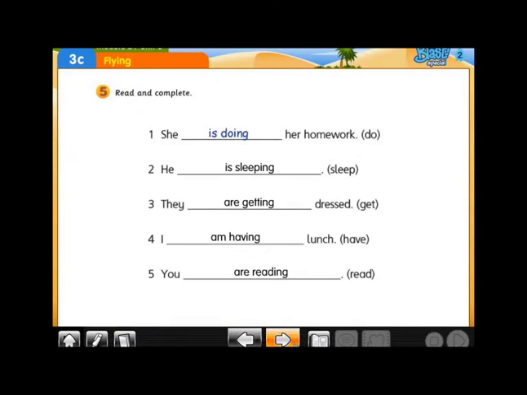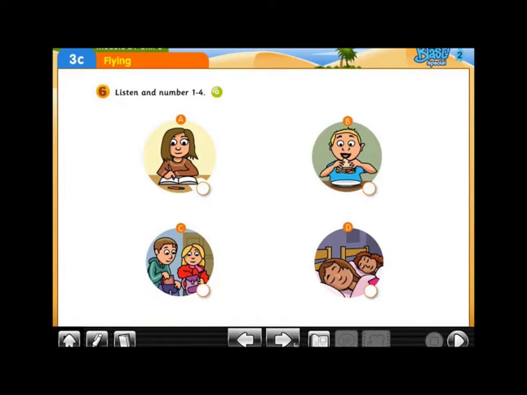Okay. Another question. Lesson and number 6. Listen and number 1 to 4.